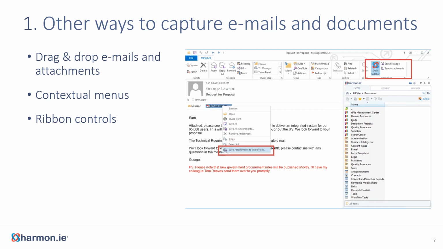And that, again, is contextual to what you actually have selected. So if you selected an email, you can choose to save the message, save the attachments. You can even do things like saving draft emails into SharePoint for peer review before the email actually gets sent. And again, that may be something that you're not using at the moment, but we actually use it ourselves.